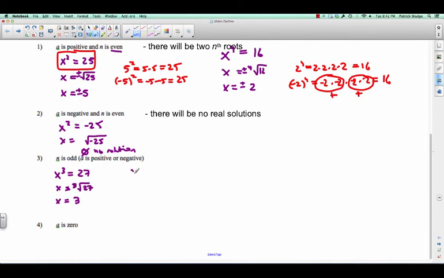Just to write it down, I already kind of talked about it. If it was x cubed equals negative 27, then you would take the cube root of both sides. This would equal x.